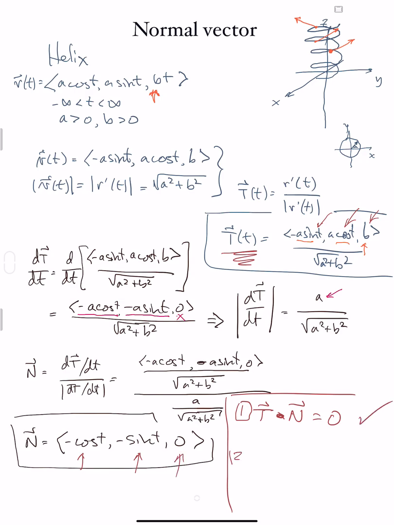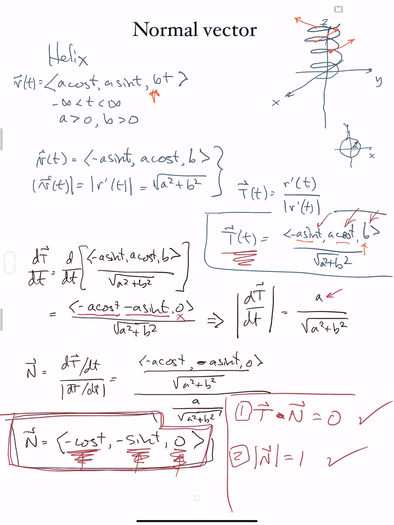The second thing that I should check is that it truly is a unit normal vector. Well, if I took the magnitude of this vector, I'd get a cosine squared, a sine squared, and a 0, and that adds up to 1. Okay, so I have successfully found the unit normal vector, and now I have two of my three components that I need to create a T, N, and B frame.